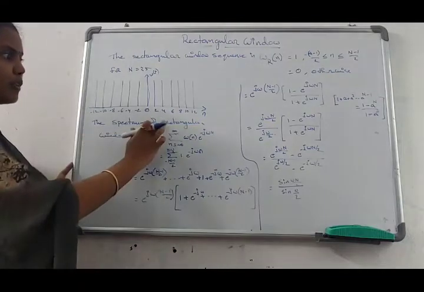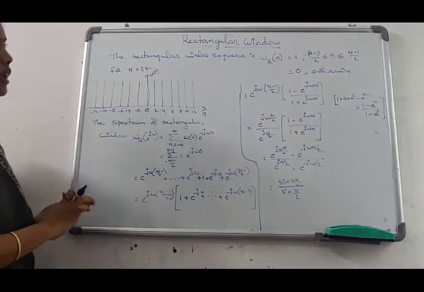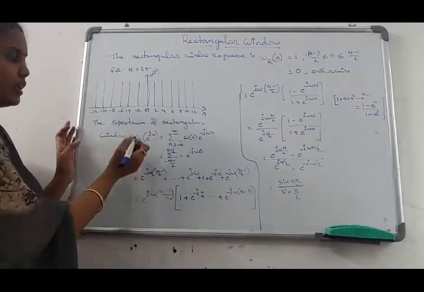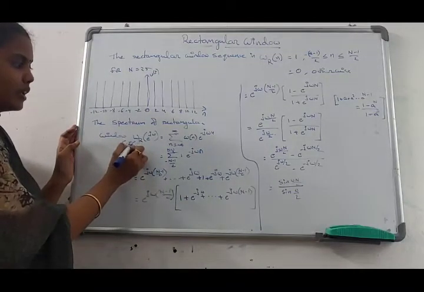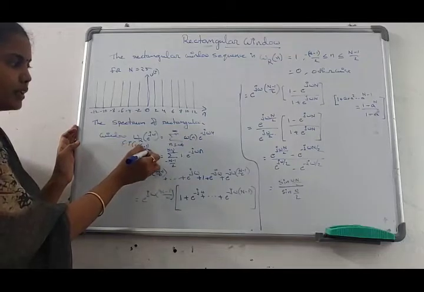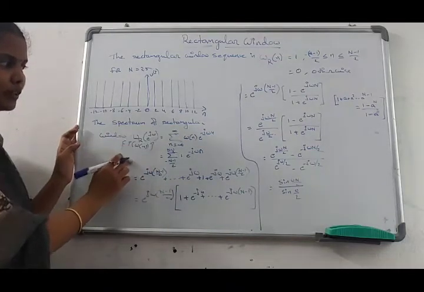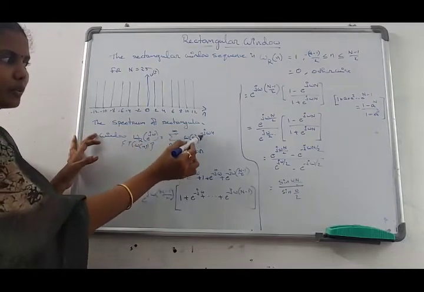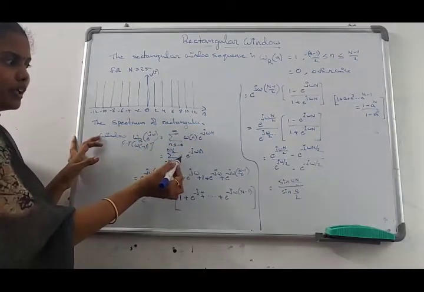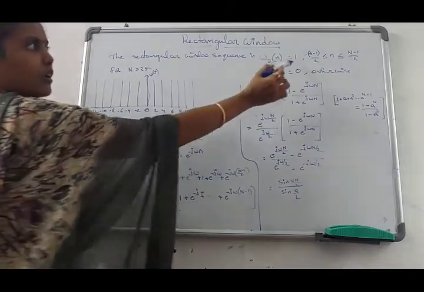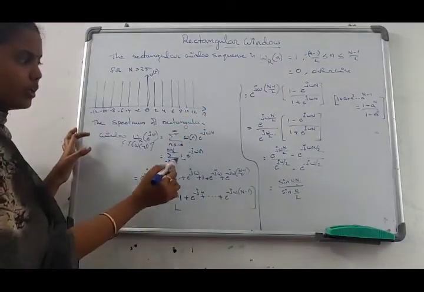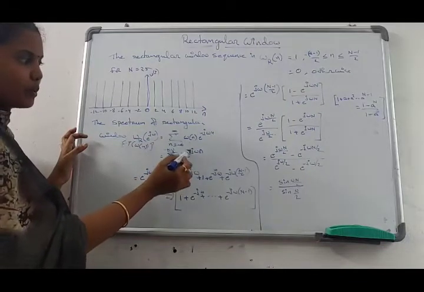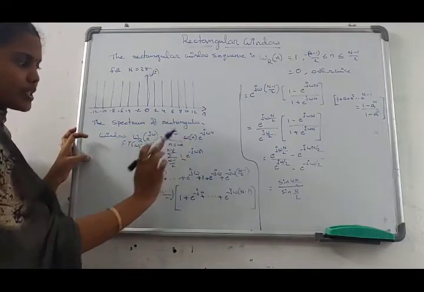Now the spectrum of the rectangular window is WR of e power j omega. The Fourier transform of w of n is WR of e power j omega, equal to the summation from n equals minus infinity to infinity of w of n times e power minus j omega n, where w of n is 1. The limits are minus (N minus 1) by 2 to (N minus 1) by 2. Now expand the series.